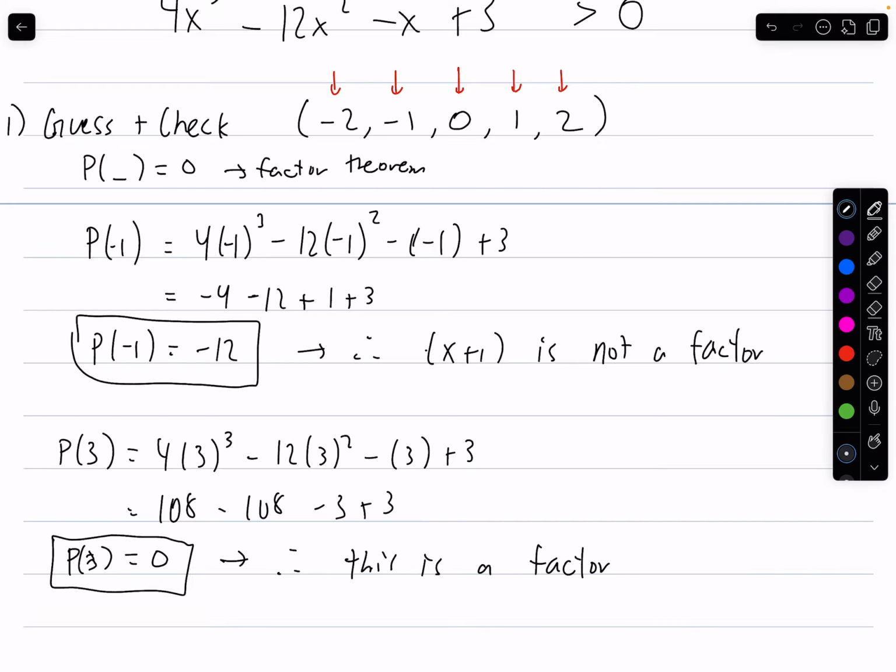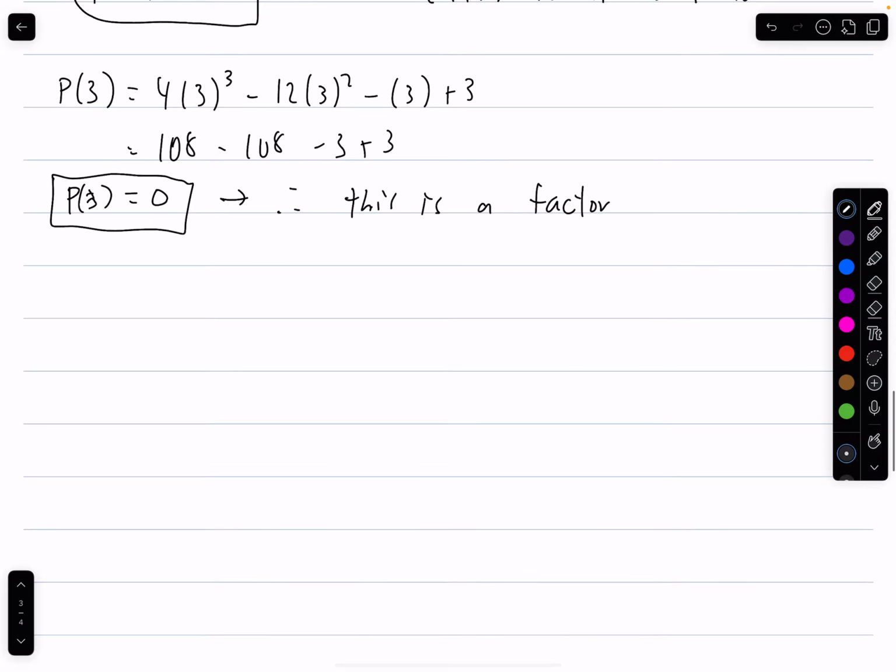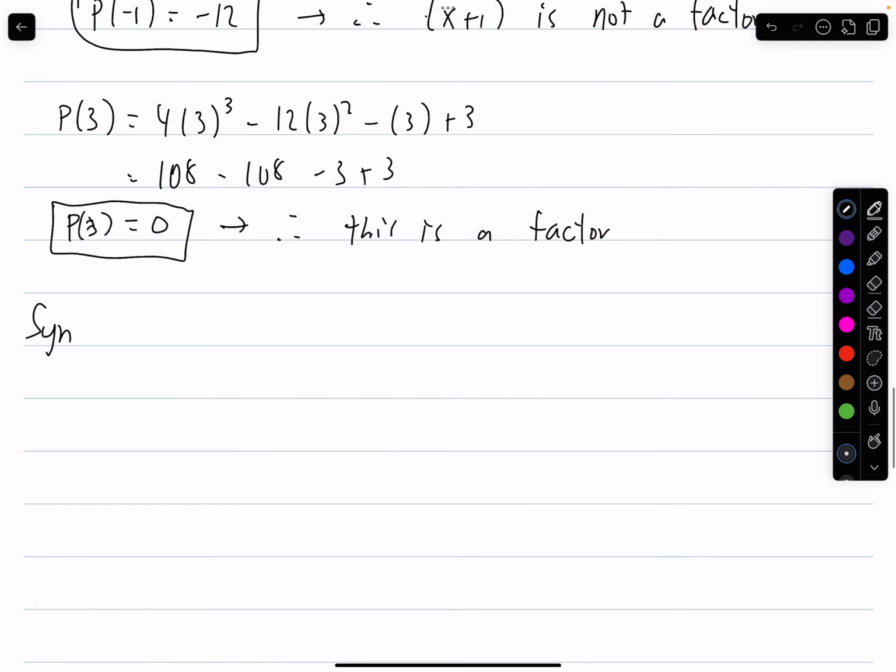Now, guys, the whole point of identifying if it's a factor or not is only so it can help us do the synthetic division. That's why we need to identify if it's a factor. Because now that we know it is a factor, we're going to go straight into our synthetic division to find the other two factors, or the quadratic in this case.